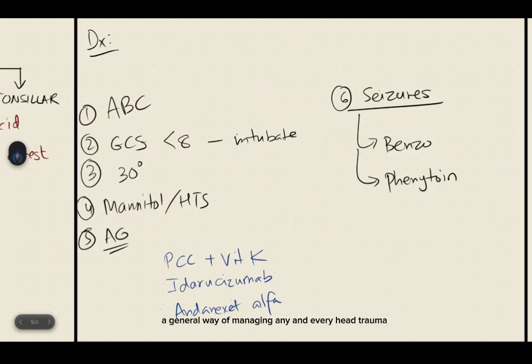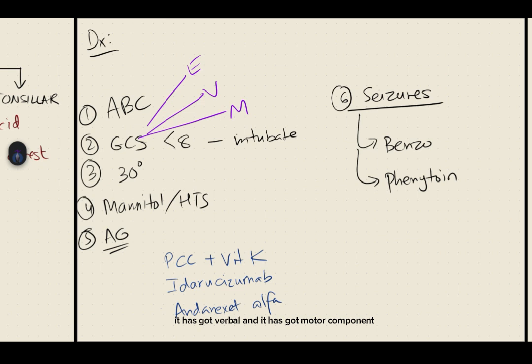A general way of managing any and every head trauma patient starts with our ABC, in which we pay particular attention to avoid hypoxia or hypotension. We calculate these patients' GCS, which has three components. It has got eye, it has got verbal, and it has got motor component. They can score a maximum of 15 and a minimum of 3. If the GCS at any point is less than 8, then we intubate.